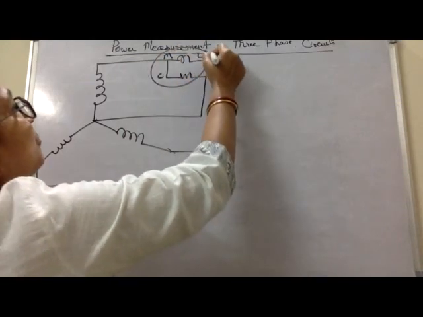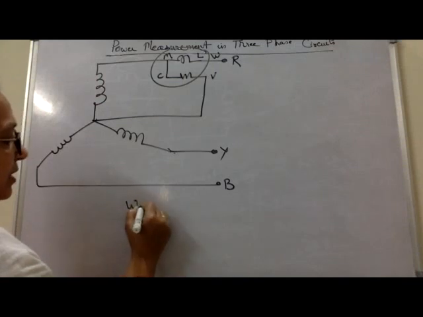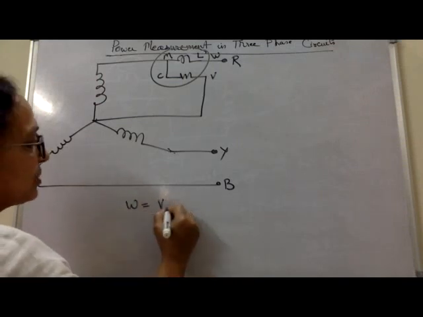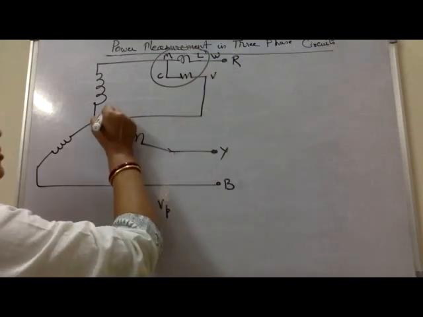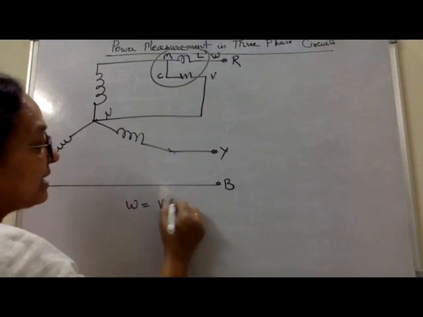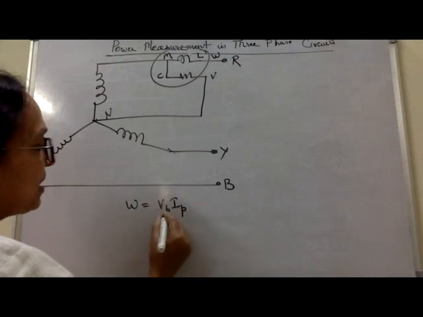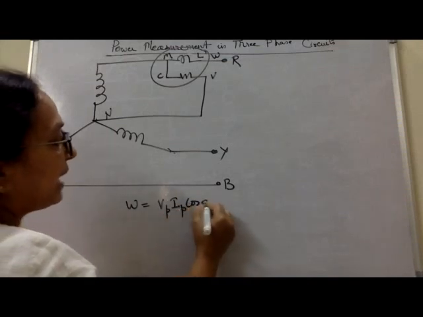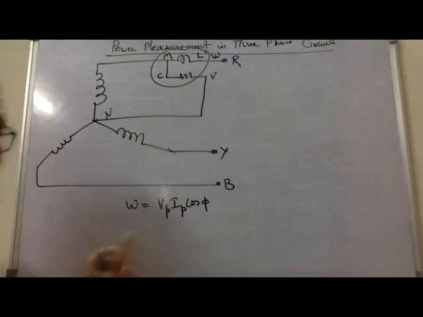This is your wattmeter. Because the voltage is connected between the phase and the neutral point, it is reading the V phase. It is a star connection, so the line current and the phase current are the same, so it reads I phase and cos phi, which will give the power consumption in a single phase.